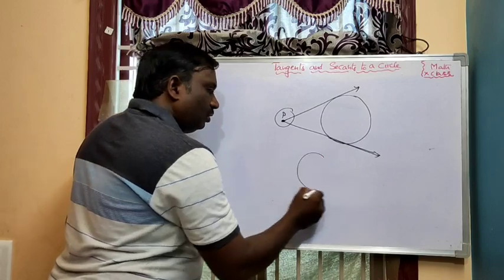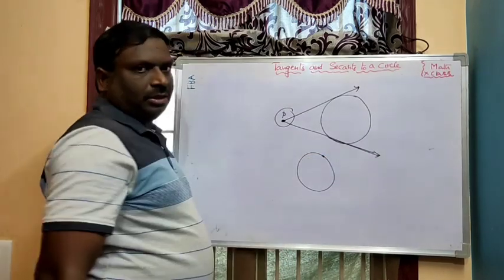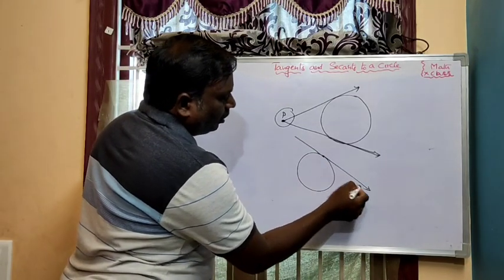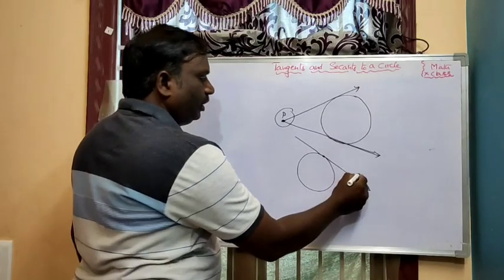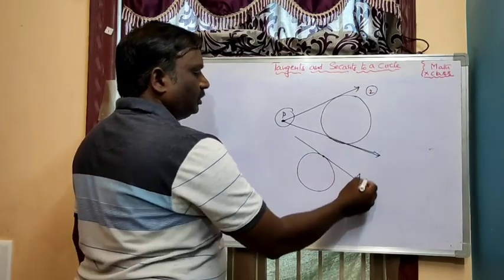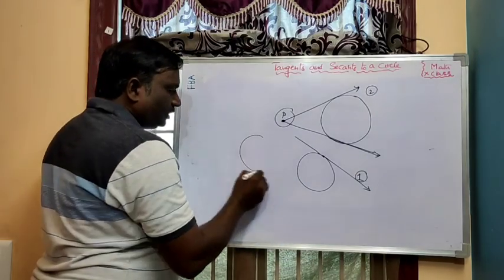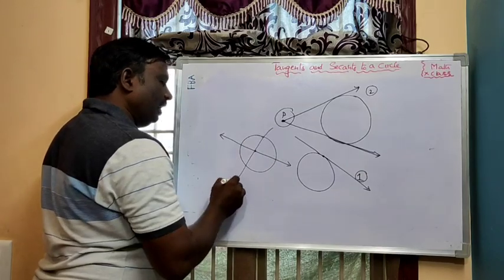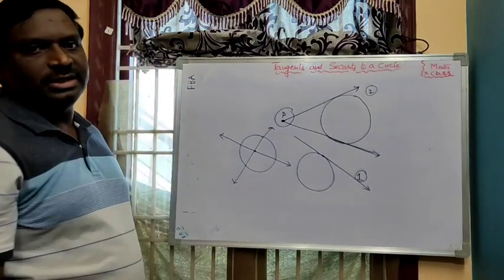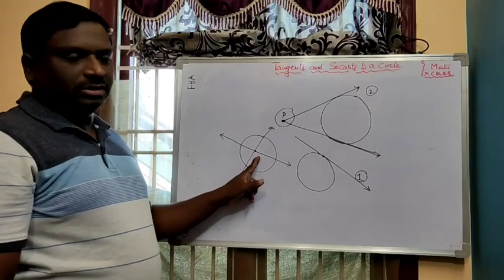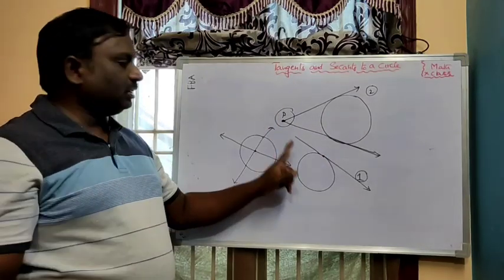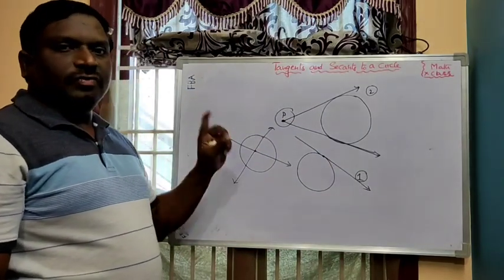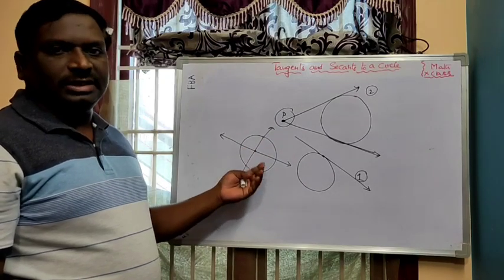Now if the point lies on the circle, then passing through that point we can draw only one tangent. In that same case, if the point lies inside the circle, it is not a tangent. We can never draw a tangent when the point lies inside the circle. When the point lies outside the circle, we can draw two tangents. When the point lies on the circle, we can draw only one tangent. When the point lies inside the circle, we cannot draw a single tangent also.